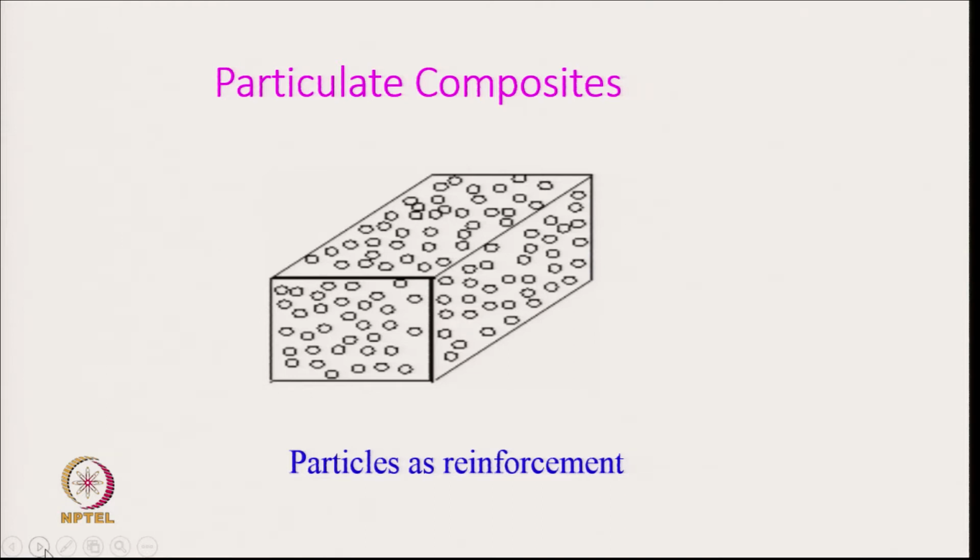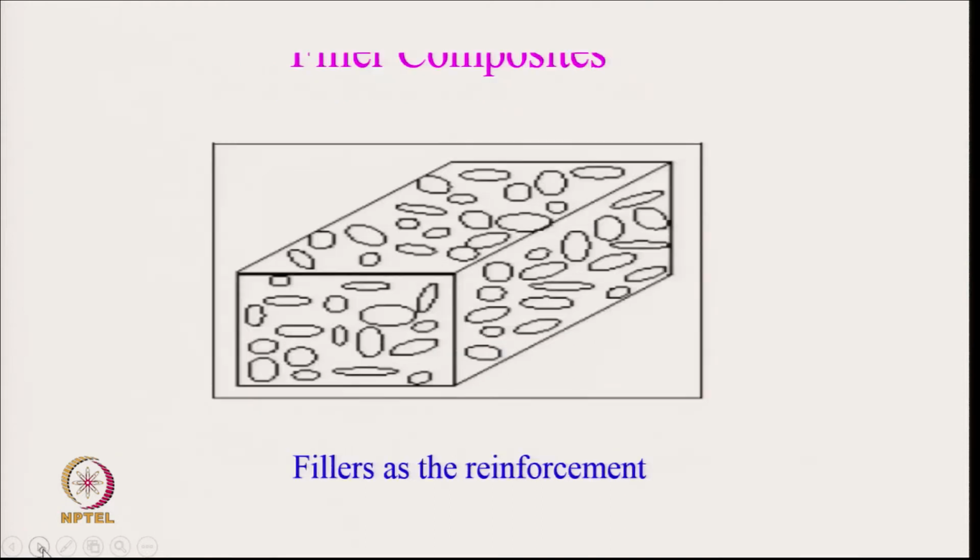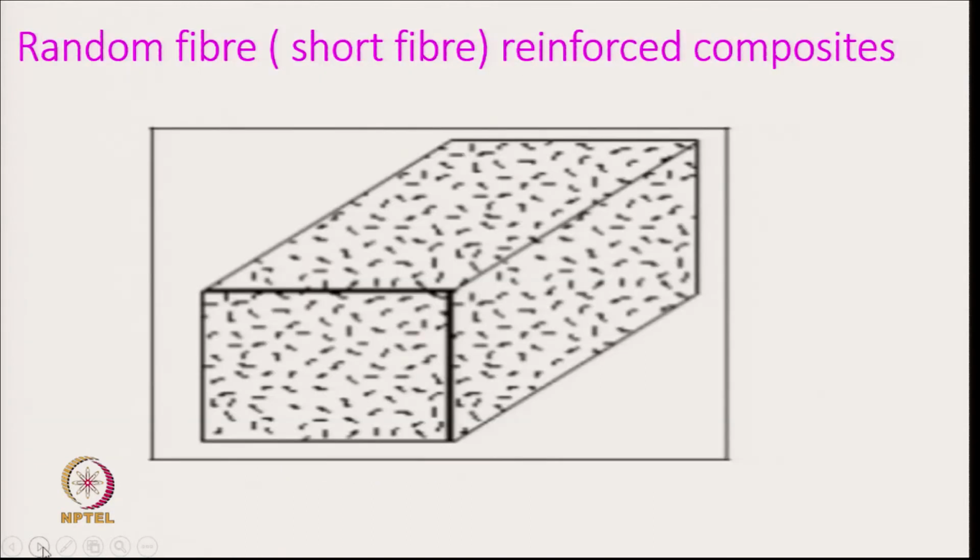The resin could be anything depending on the nature of the reinforcement. The second is filler composites. So, fillers are the reinforcement here. Similarly, we have random fiber reinforced composites. So, random fiber is possible only when the fibers are short. They could be oriented in different directions. Even we can try to orient them in a preferred direction also.